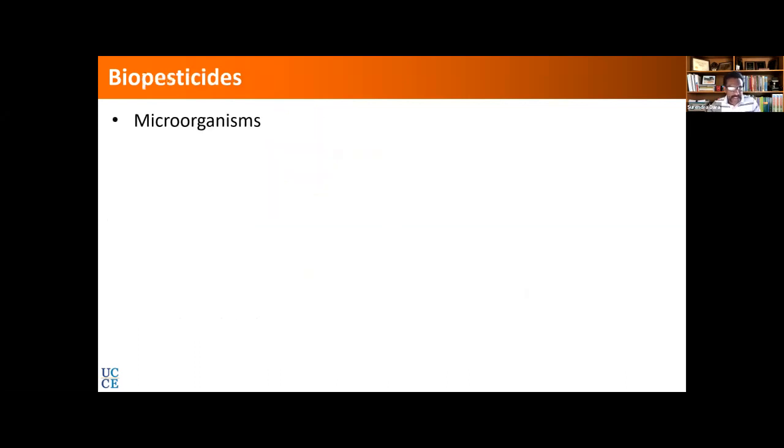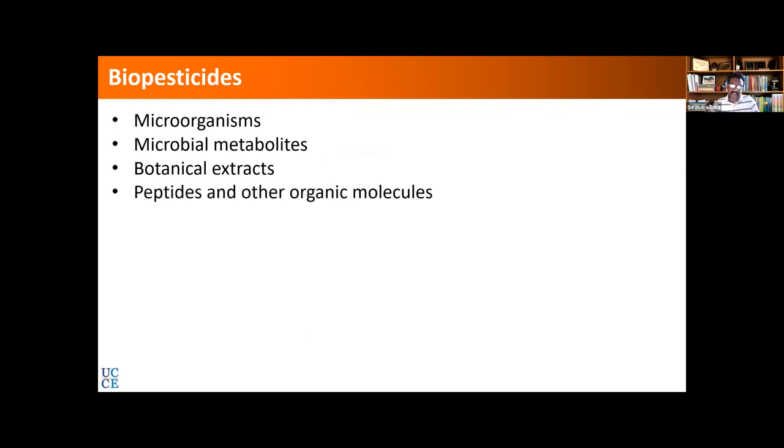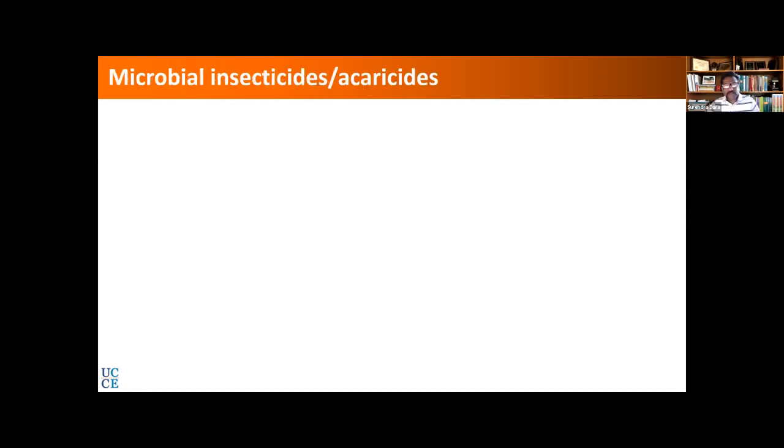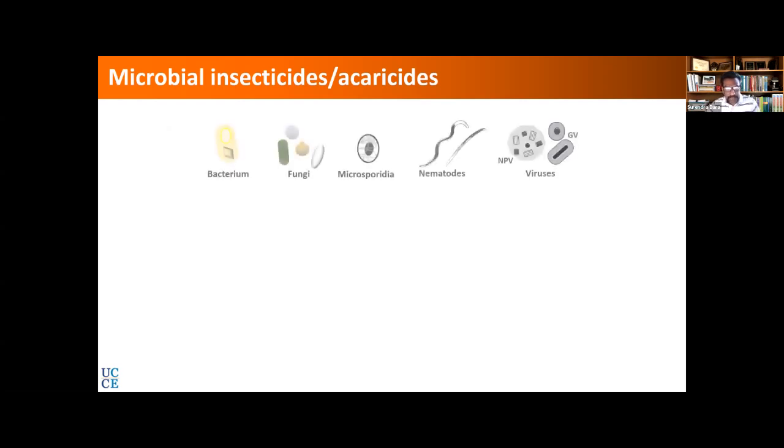Then we have different categories of biopesticides, either based on microorganisms. They have live microbes, or they have metabolites from these microbes, or they could be botanical extracts or other plant-based materials, or they can be these peptides and various organic molecules, polysaccharides and so on, or they could be mineral-based. Now we will look at them one by one. So if you look at microbial insecticides and acaricides, there are these different categories. These are called entomopathogens. We have bacteria, fungi, microsporidia, nematodes, and viruses.